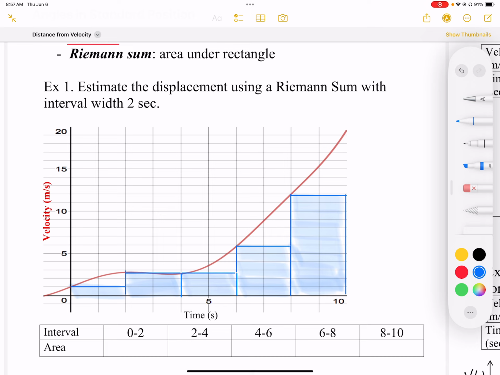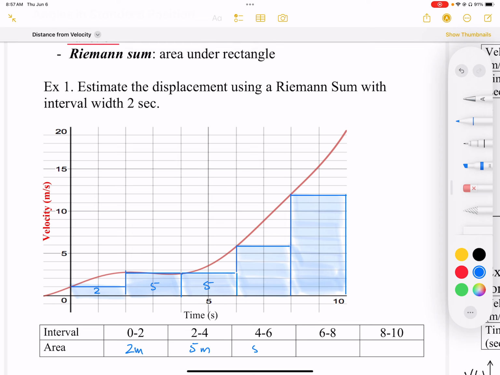Estimating the height of each of these rectangles, it looks like the first rectangle is about 1 meter per second high. For 2 seconds, we're going to have an area of 2 meters. The second rectangle is about 2.5 high, and it's for 2 seconds. So 2.5 meters per second times 2 seconds is going to give us 5 meters of displacement. Okay, so we're going to write that in.